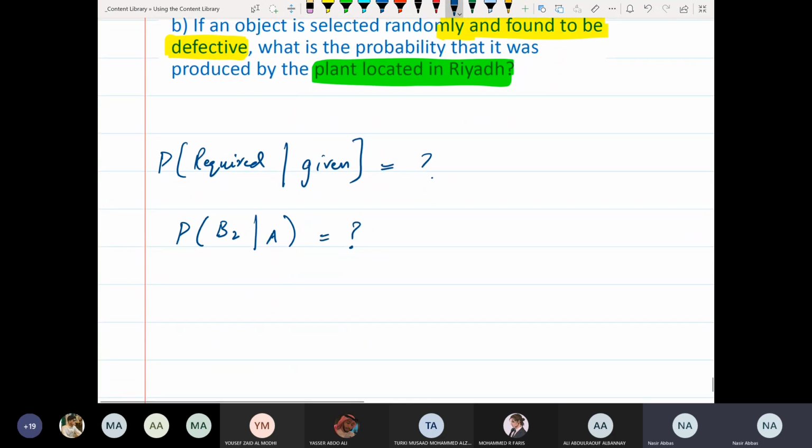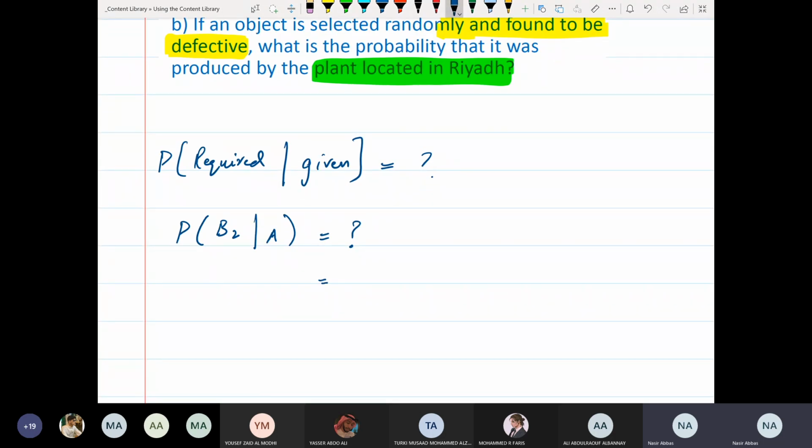There is nothing new in this question. You just open it as a formula. B2 given A will be probability of A intersection B2 divided by probability of A. And this denominator will come from the theorem of total probability. You just found it, 0.0086. About the numerator, this numerator can be opened in two ways, and both of them are correct. I'll say none of them is incorrect.